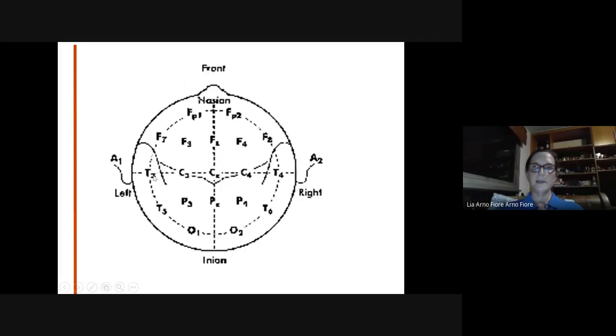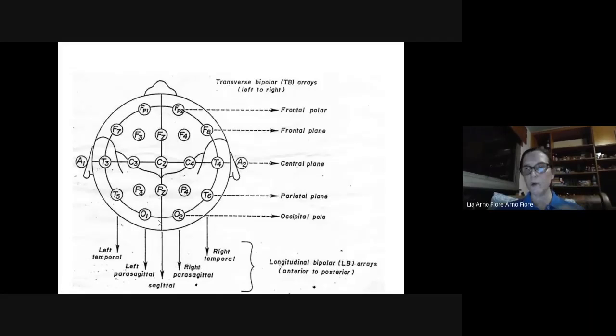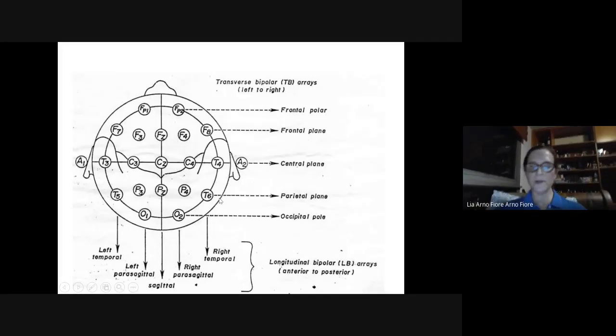Okay, so what do you have? You have all these planes. You have the frontal polar plane, the frontal plane, central plane, parietal plane, and the occipital plane. And then you've got the middle sagittal, right parasagittal, and left parasagittal. And then you've got the left temporal and right temporal. So when somebody says, oh, there's parasagittal activity, it's somewhere in one of these electrodes that are not in the middle and are not temporal either.